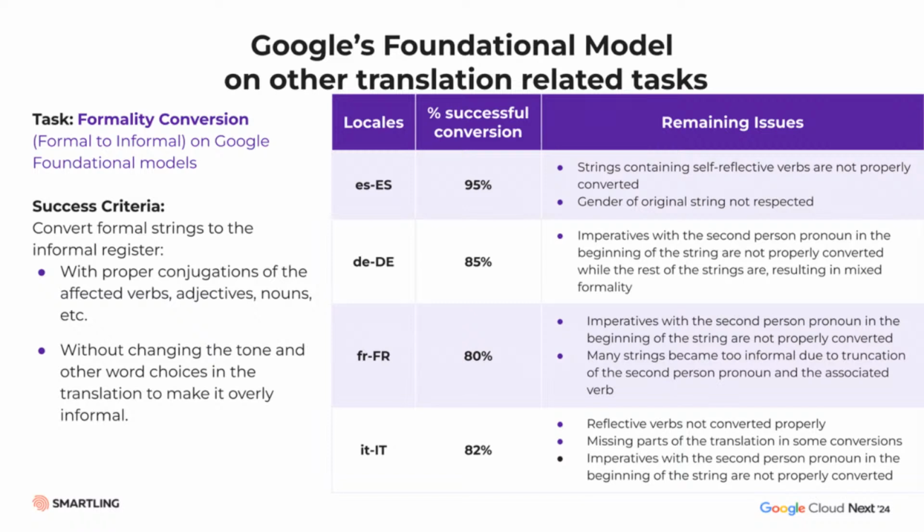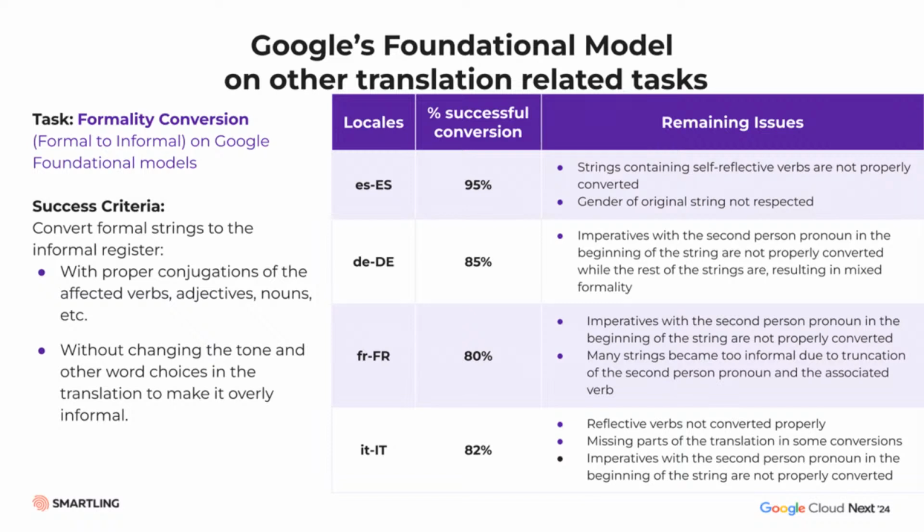The tone, the corporate brand, the style is going to be very, very different. If you're Disney and you're trying to attract families to go on a cruise ship, you're going to want a more casual, less formal tone. And one of the ways that we're using Google's foundational models is to do formality conversion from formal to informal. Now, the tricky thing here is it's not just a matter of converting from a formal you to an informal you. You want to make sure that it's grammatically correct when you do the conversion. So you want proper conjugations of all affected verbs, adjectives, nouns.